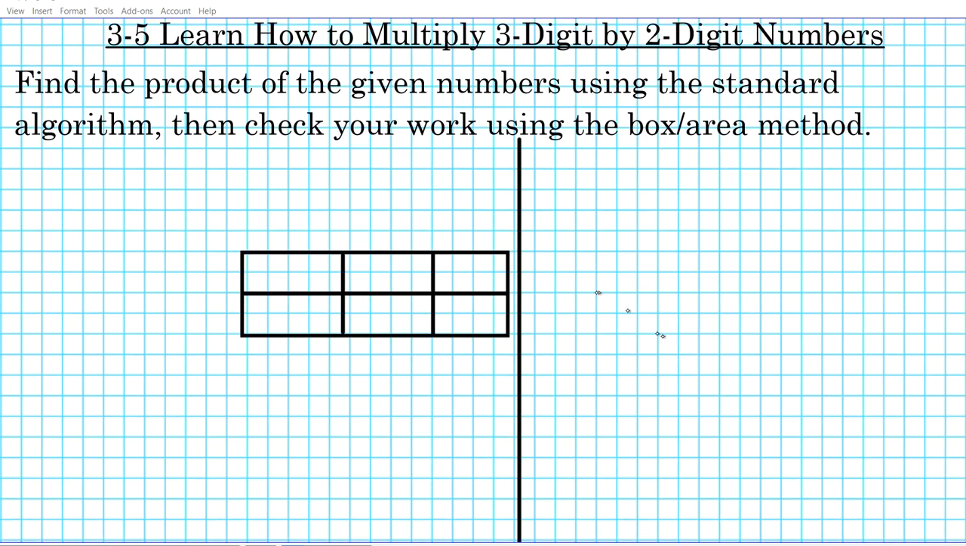Alrighty, so the instructions for the examples that we're doing are for us to find the product of the given numbers using the standard algorithm, and then check your answers using the box or area method. So let's take a look at question number 1. What if we were to multiply 793 by 12? Let's start using the standard algorithm first, and then we'll check our work using the area method.